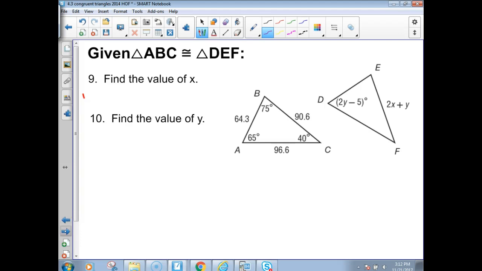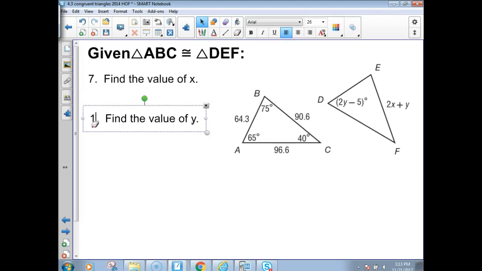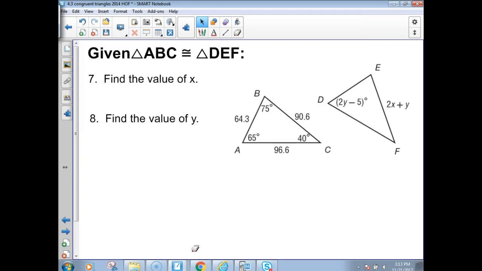All right, so let's look at number 9 and 10. The first thing you do is you say, okay, number 9 says to find the value of x. And I don't believe that's number 9 on yours, is it? Does yours say this is 7 and this is 8? Okay. I told you I took a lot of stuff out of this packet because I didn't like the way this book did things. So I've changed it. You guys said it was 7. All right, and this one was 8.